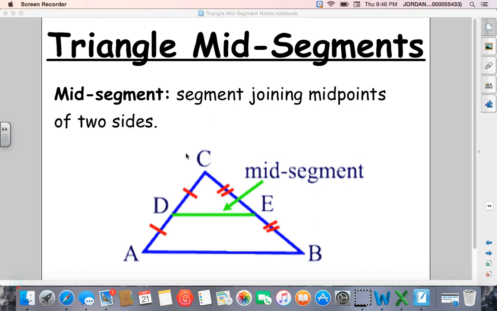Triangle mid-segments. They're the best thing in the world. Yeah, I went straight from rap to I don't know what that was.